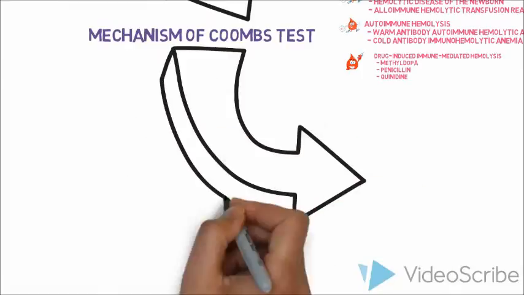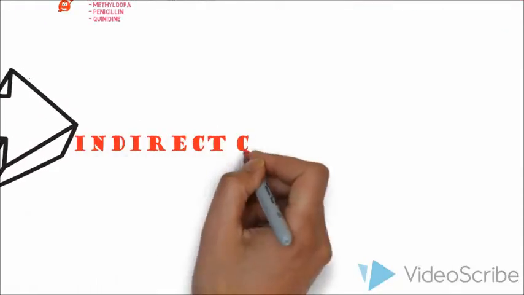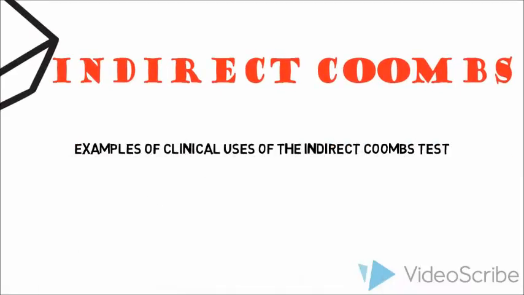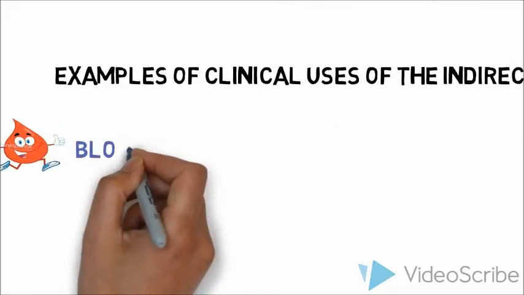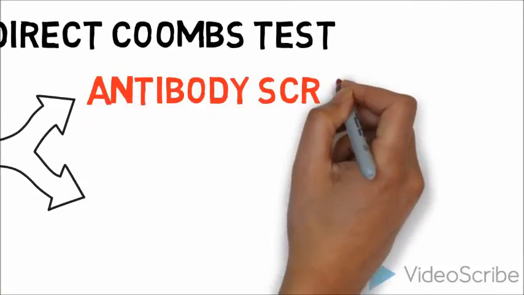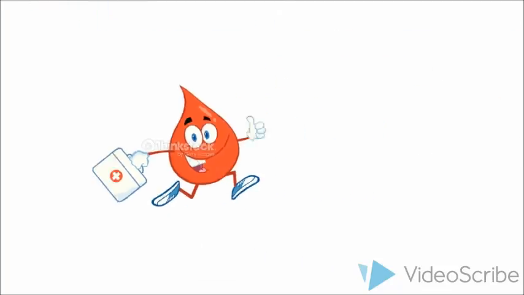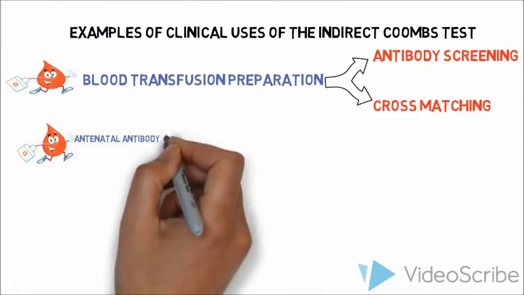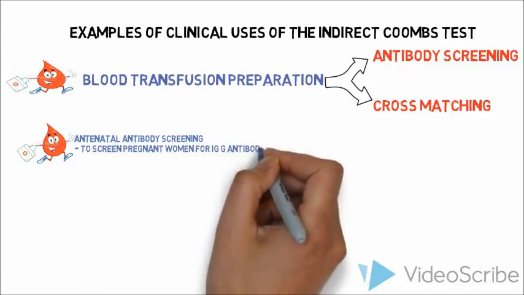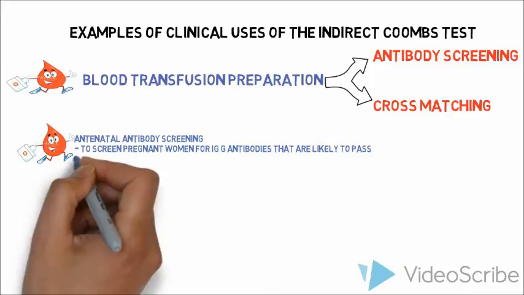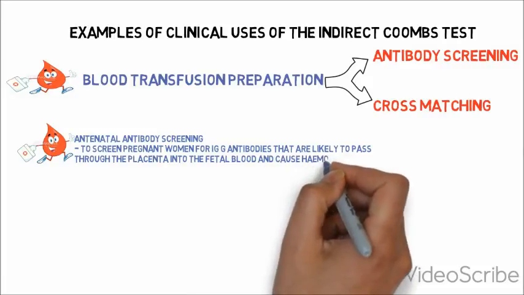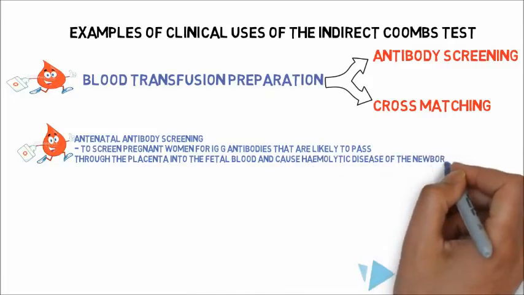We move on to the second part, which is the indirect Coombs test. Before that, we have to know examples of clinical use of the indirect Coombs test. The first one is blood transfusion preparation, which includes antibody screening and also cross-matching. The next one is antenatal antibody screening, to screen pregnant women for IgG antibodies that are likely to pass through the placenta into the fetal blood and cause hemolytic disease of the newborn.